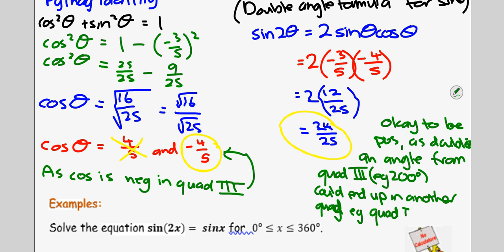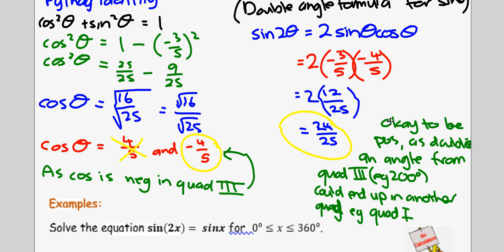Someone might look at this and go, oh, sine's negative in quadrant 3, and by accident make this a negative. But don't freak out for the double angles if the sine comes out positive in the doubled quadrant. That's really common. When you double it, quite often you'll land in another quad. It's possible to stay in the same quad too, like 30 degrees doubled is 60, still in quad 1.